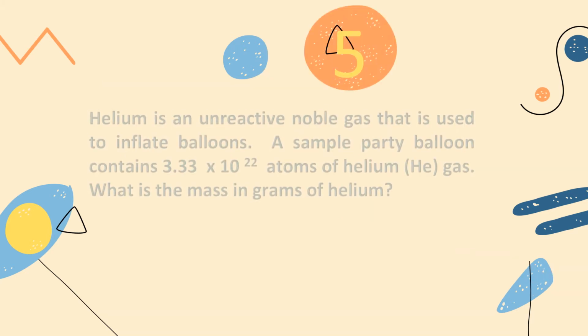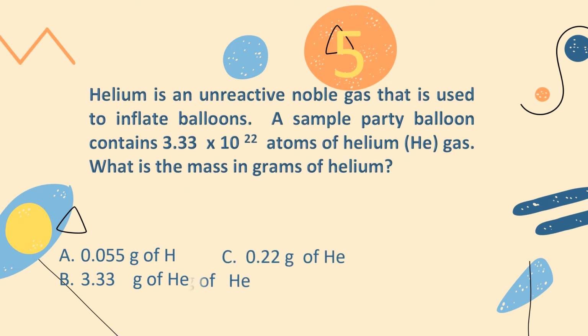Number 5. Helium is an unreactive noble gas that is used to inflate balloons. A sample party balloon contains 3.33 times 10 to the 22nd atoms of helium. What is the mass in grams of helium? A. 0.055 grams of helium. B. 3.33 grams of helium. C. 0.22 grams of helium. D. 4.00 gram of helium.